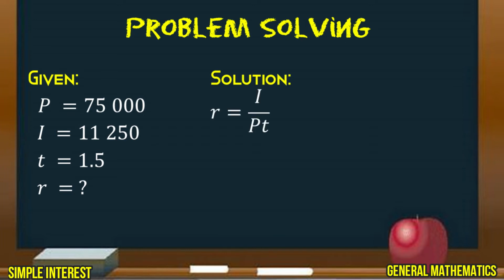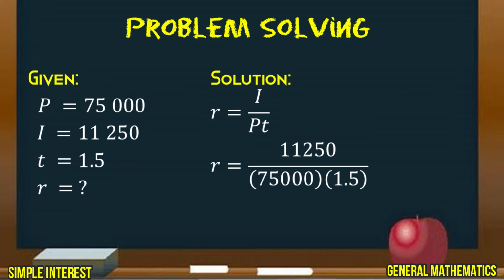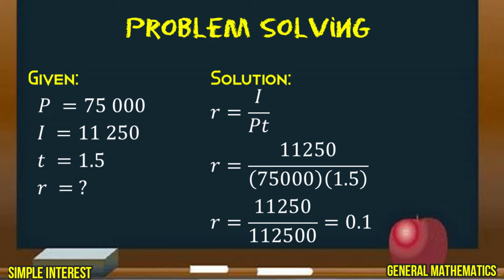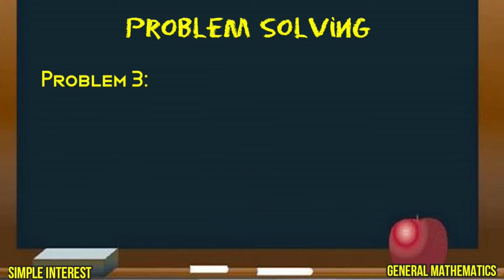Now use R is equal to I over PT to find the rate of interest. Let's now substitute the given to the formula. Multiply 75,000 and 1.5 first. So we now have R is equal to 11,250 divided by 112,500. Then divide. That will give us 0.1 or 10%. Therefore, the rate of interest is 0.1 or 10%.